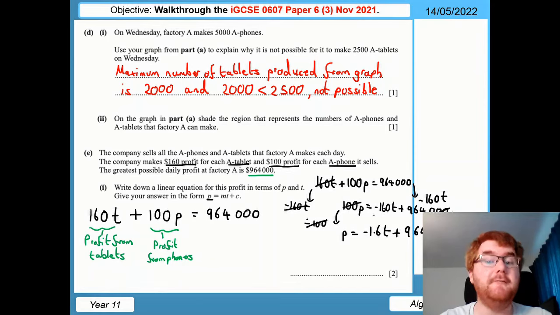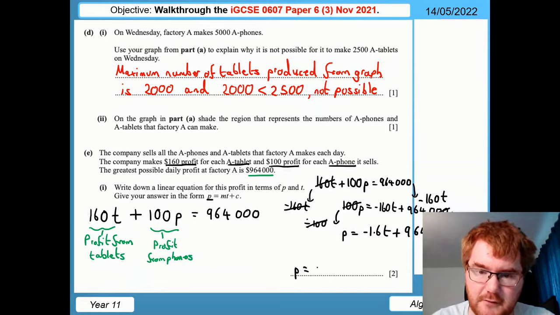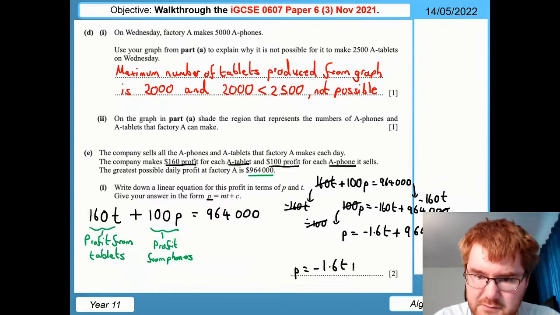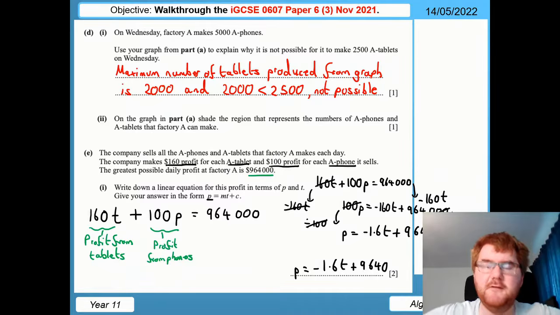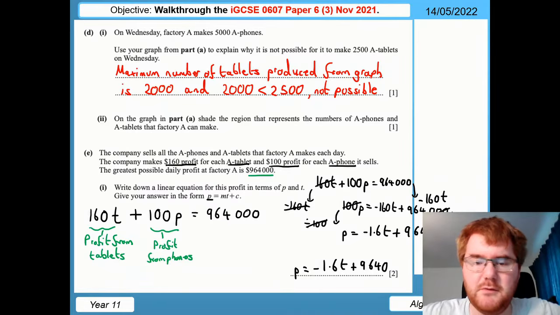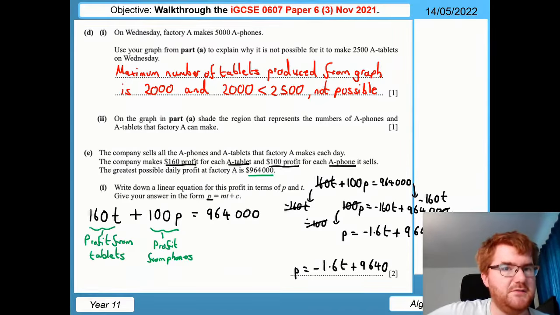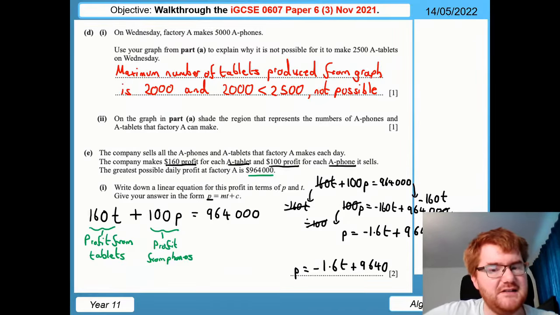So we now get it in the form that they want us for in the question. The reason they do this will become clear in the next question, because we're actually going to plot this in a moment. So this is the final answer here in the form that they want. So P is minus 1.6t plus 9,640. So M represents minus 1.6 and C represents 9,640.